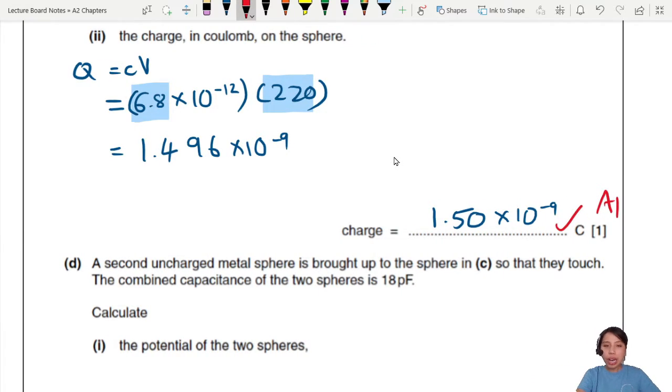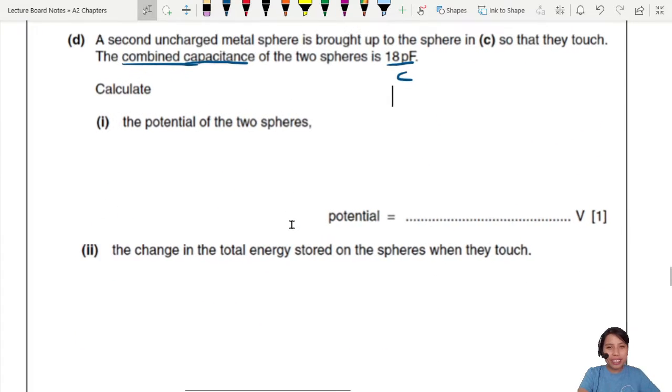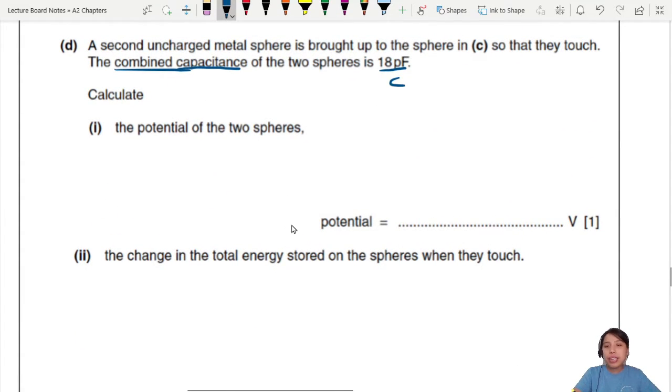Next, a second uncharged metal sphere is brought up to the sphere so that they touch. Wow, the combined capacitance of the two spheres is 18. Can combine like that one, meh? Can, why not? If you are finding it very strange, here's what's happening. In the beginning, you have only one sphere, and it has many charges stored on it already. So this one is originally at how many volts? 220, I think. Yeah, so there's 220 volts with a certain Q stored on this fella.